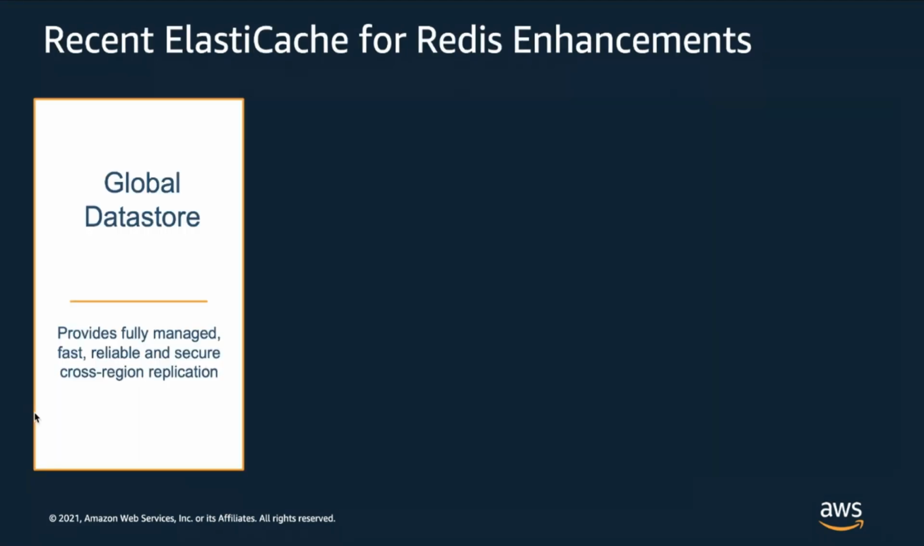Not only does ElastiCache remove the operational burden of managing your Redis workloads, there are a number of enhancements it provides over typical self-hosted open source Redis. Here are a few examples of some recent enhancements we've made to the service. The first is Global Data Store. It allows customers the ability to replicate their environments across regions, providing low latency read access wherever your customers may be.